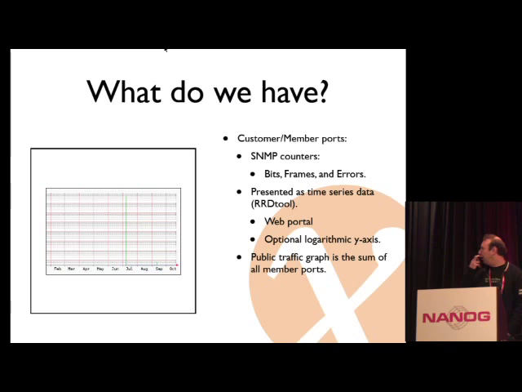The public graph that shows that we do almost 2 terabits per second at peak times is an aggregate of all these counters from all these customers together.